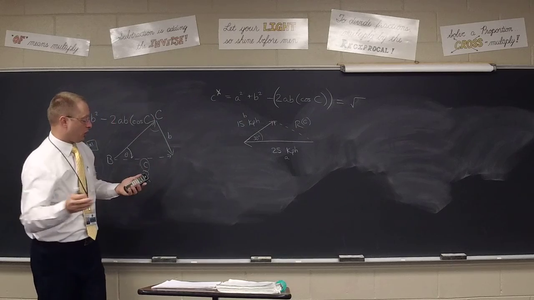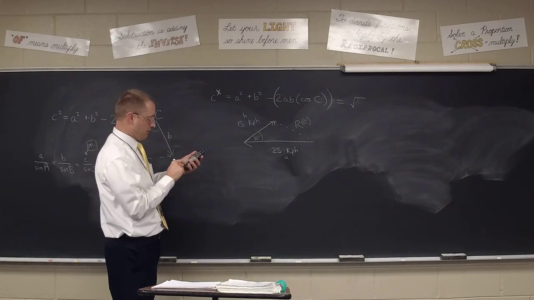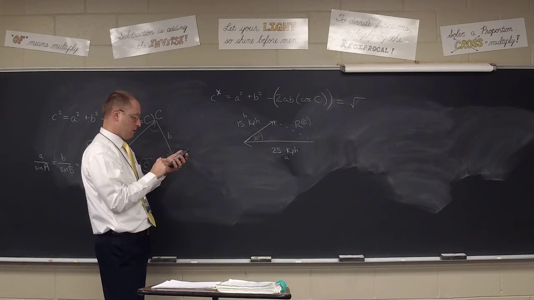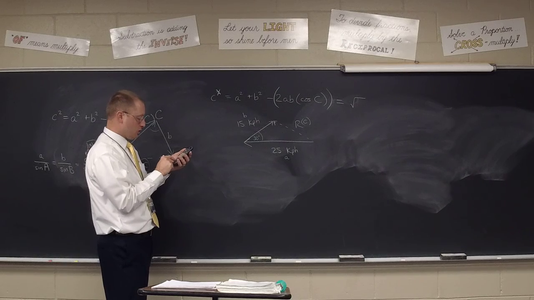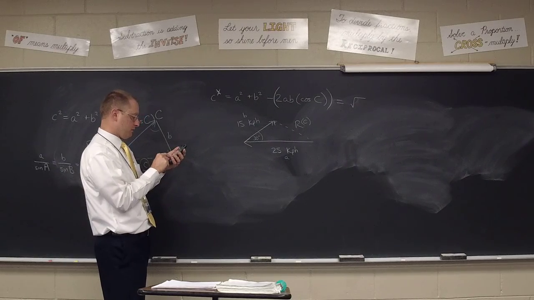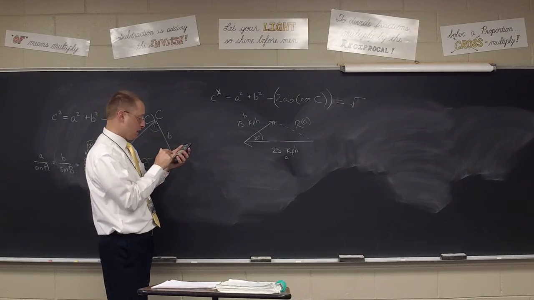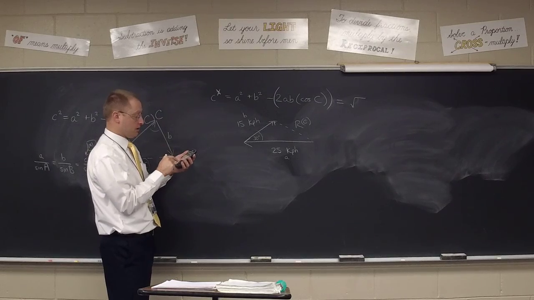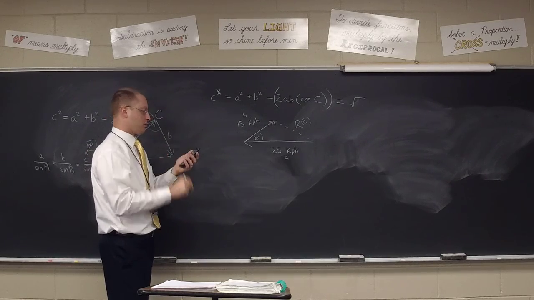So Audrey's doing this with me. You two should already have this done. We've got 25 squared plus 15 squared minus a quantity, 2 times 25 times 15 times cosine 30. Close the parentheses, hit the equal sign, take the square root.